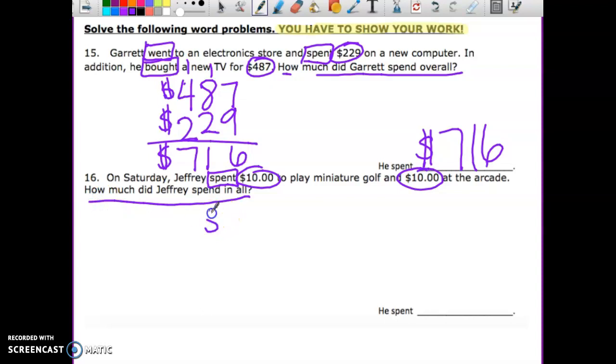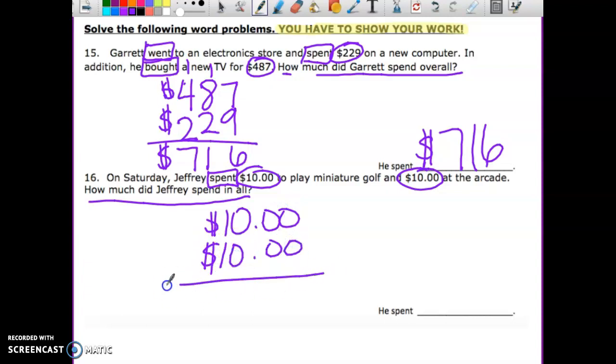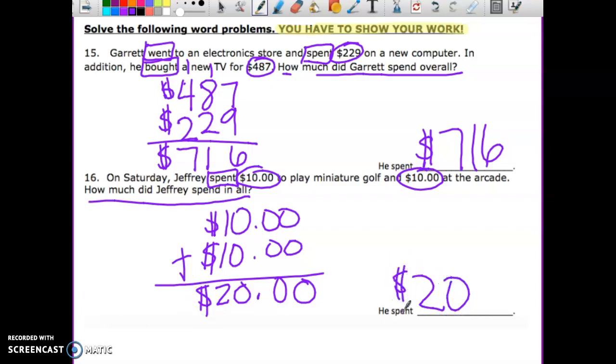So he spent $10 playing mini golf and $10 at the arcade. When I add that, because he spent it both, I would get an answer of $20. And I told them they didn't have to have the decimal. Some started to get confused there, and that's fine to leave it off.